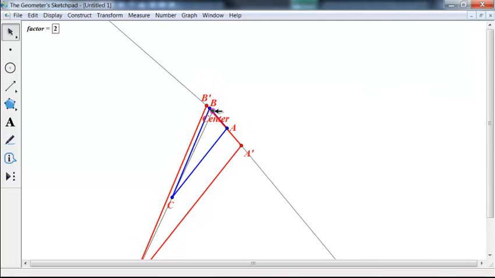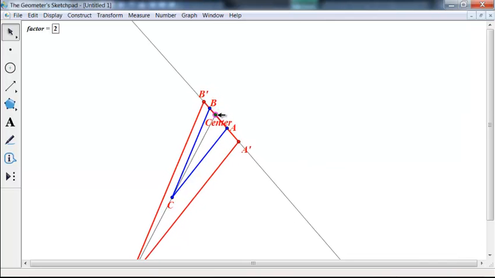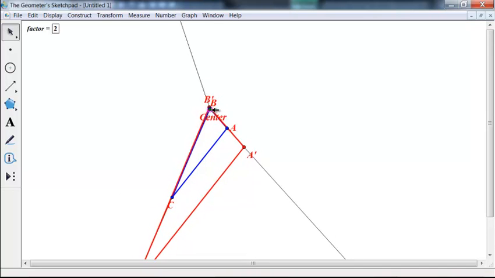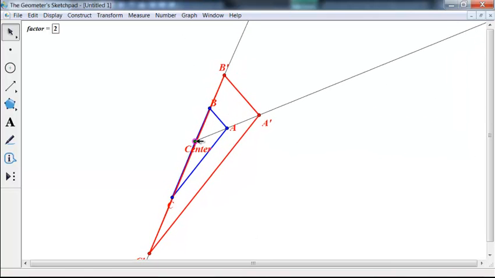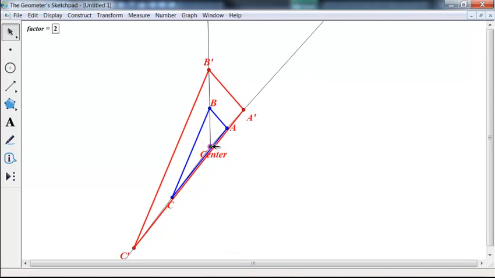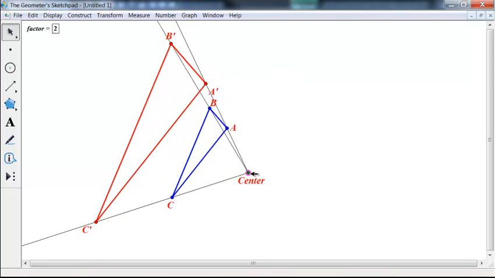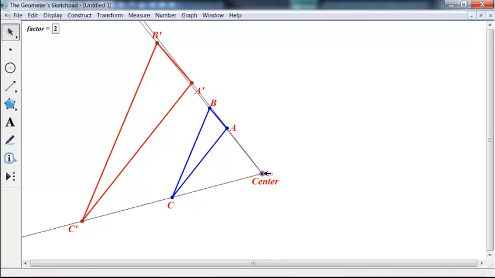Oh, that's interesting. Notice which point doesn't move. If it's actually on the center, the point appears not to move at all. It's a fixed point. It could also be on the side of the figure, or outside the figure out here.